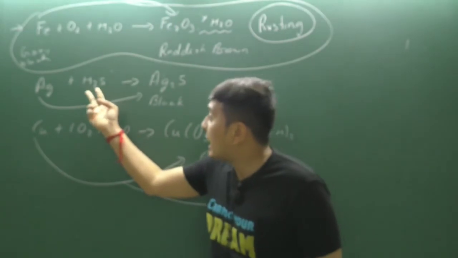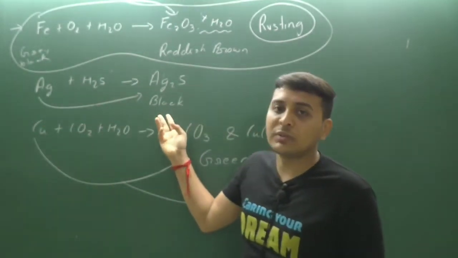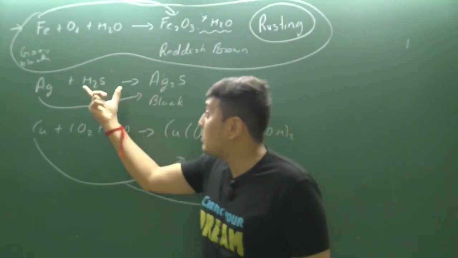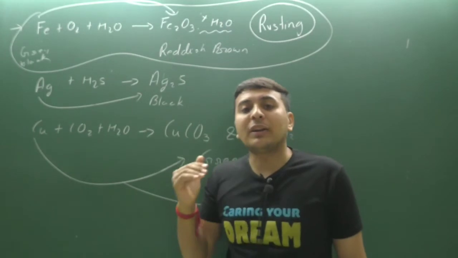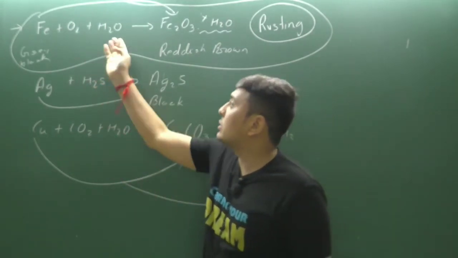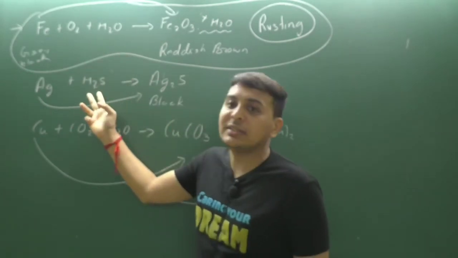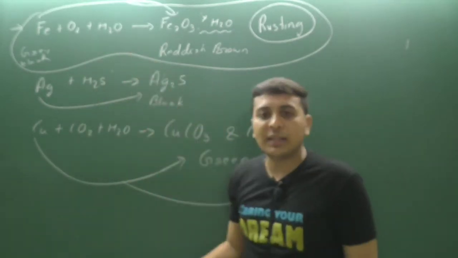Now silver: when hydrogen sulfide reacts with silver, it forms silver sulfide, which is the corrosion of silver, black in color. But the amount of hydrogen sulfide present in the atmosphere is quite less as compared to this compound. These are easily available. This is not easily available. So the corrosion of silver takes time as compared to the corrosion of iron.